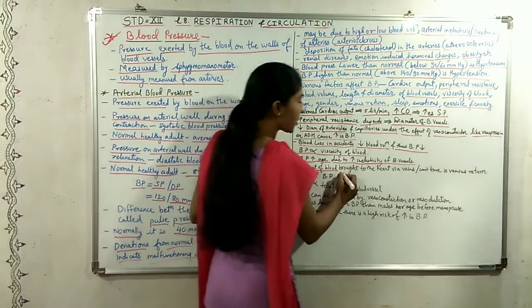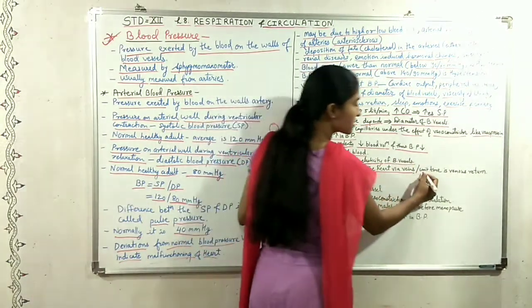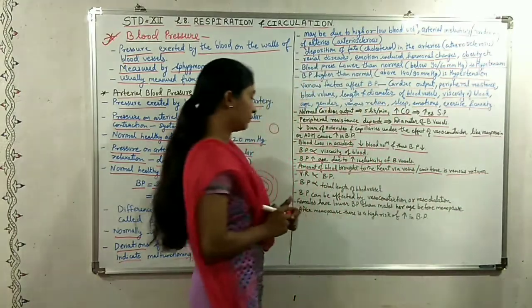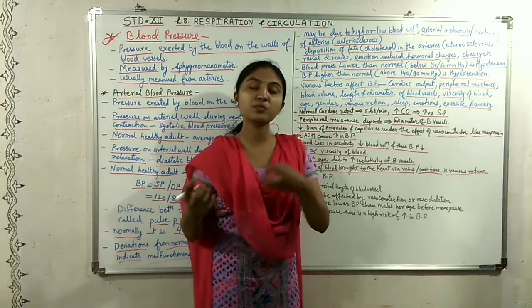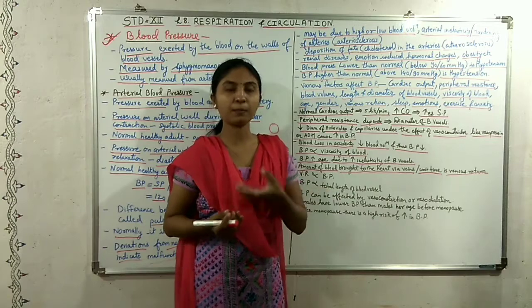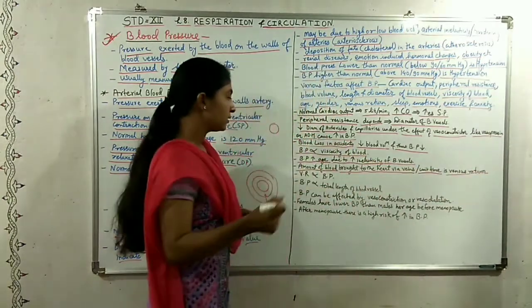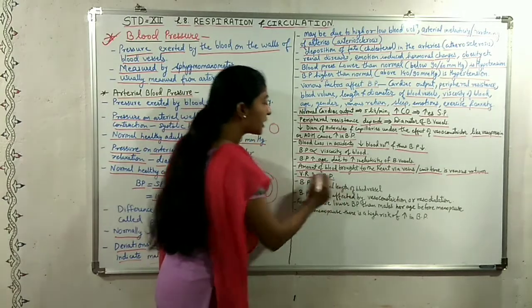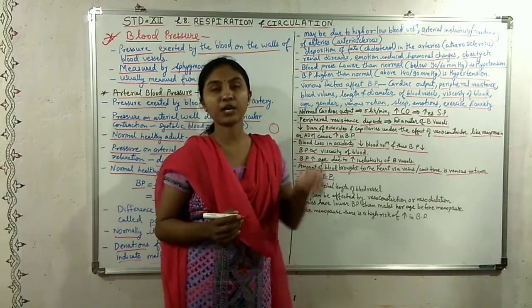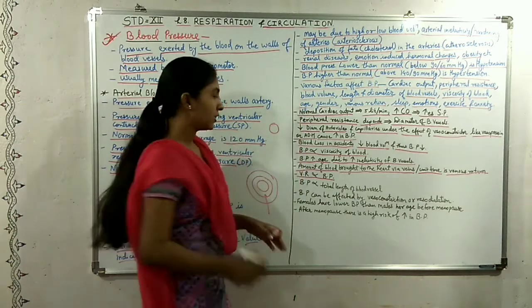The amount of blood brought to the heart via the veins per unit time is called the venous return. So the amount of blood which is brought by the veins to the heart in a particular unit time is called venous return. Venous return is directly proportional to the blood pressure. If the venous return increases, the blood pressure will also increase. If the venous return decreases, the blood pressure will decrease.